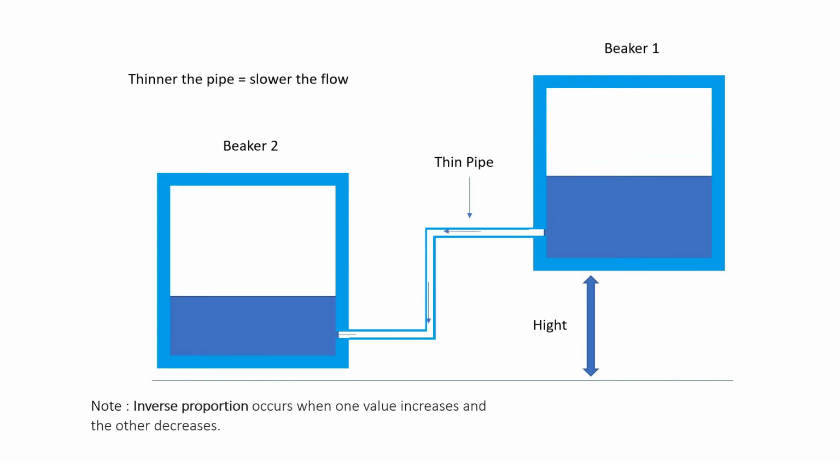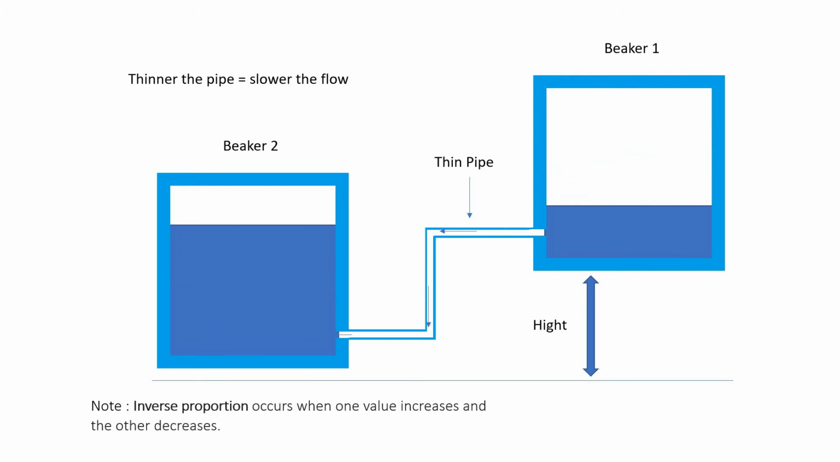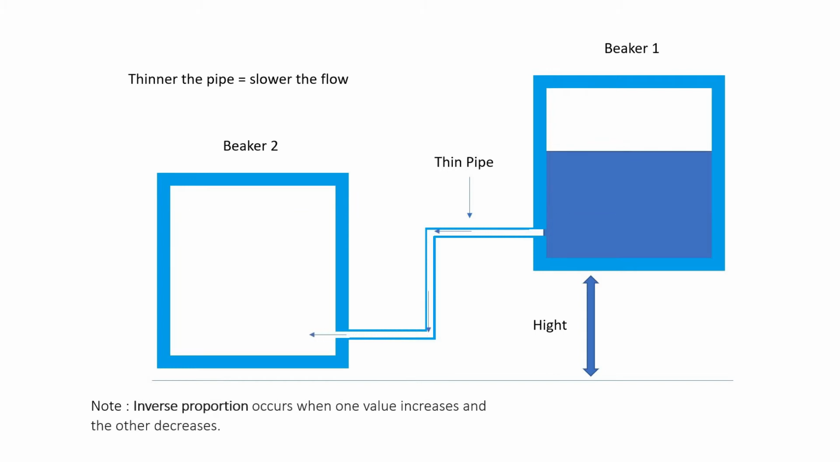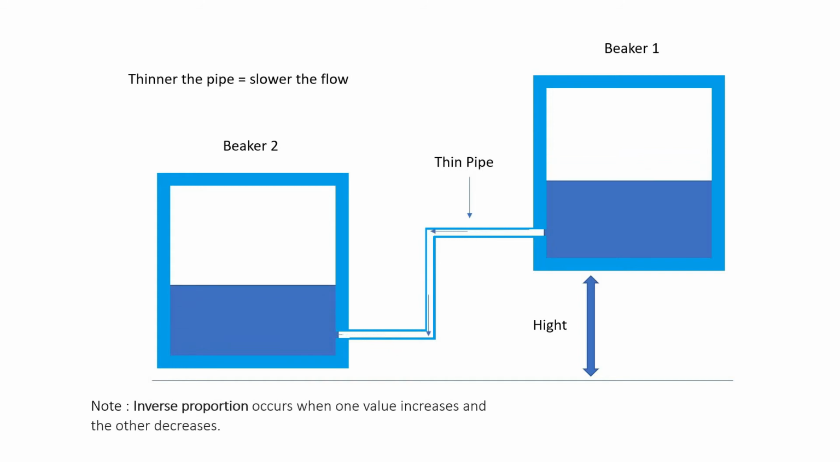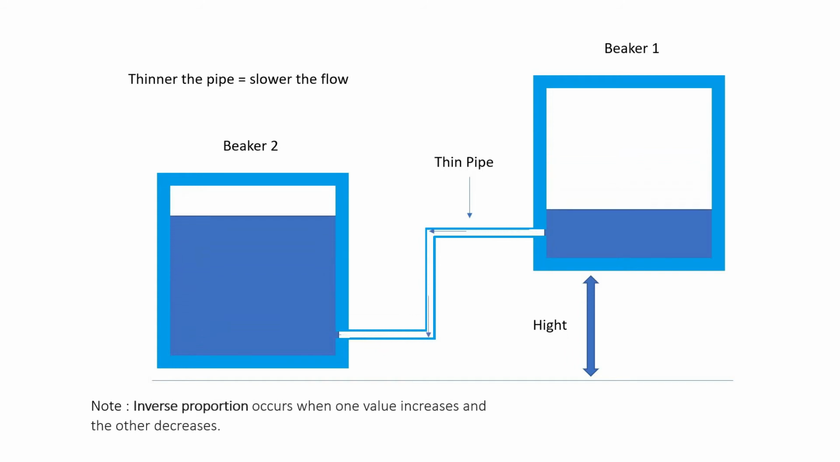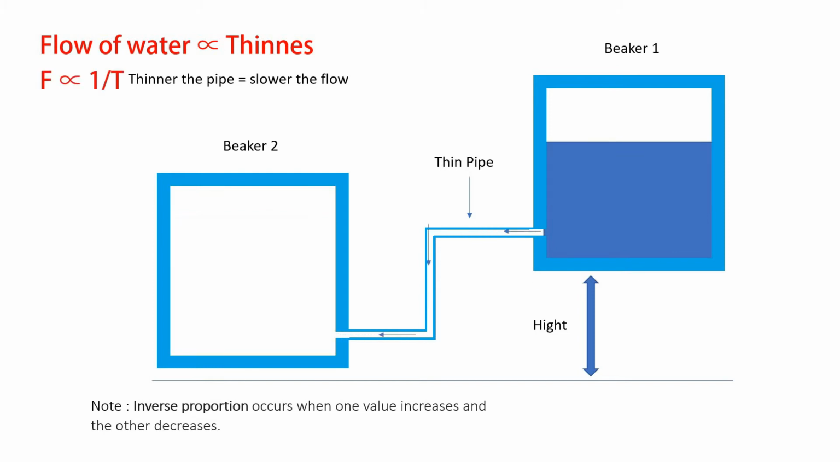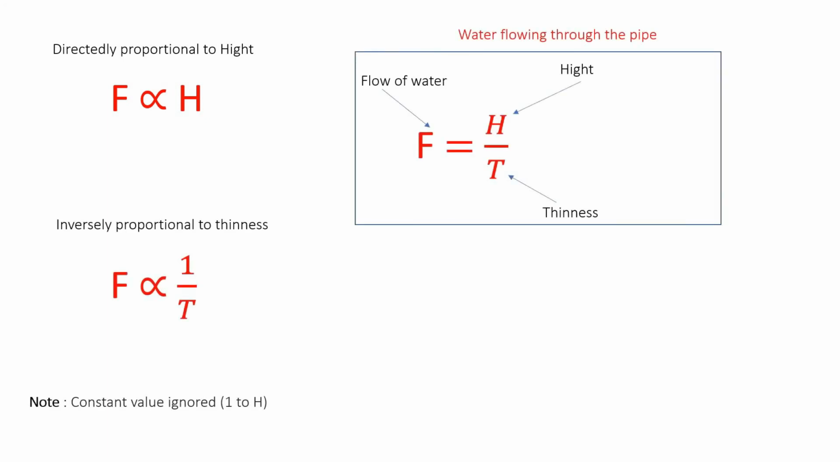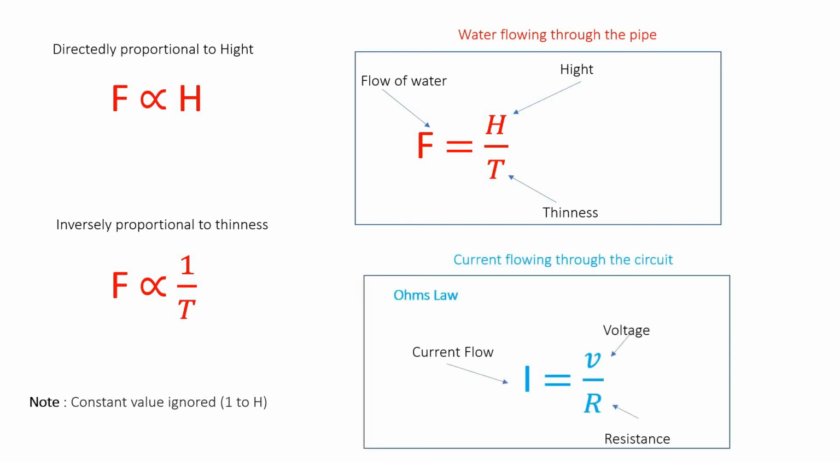Now let's look at another factor. What will happen if I make the pipe thinner? Yes, the flow of water is lower. That means the thinner the pipe, the slower the water. Now we can say the flow of water is inversely proportional to thinness. From these two relations, we can say flow is equal to H divided by T. This is similar to Ohm's law.